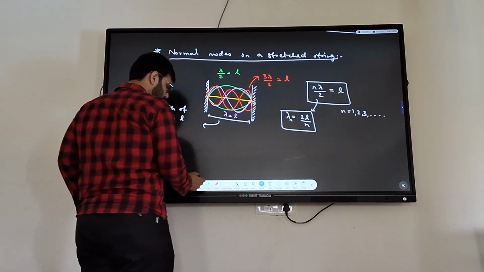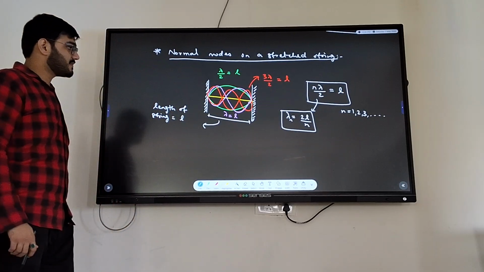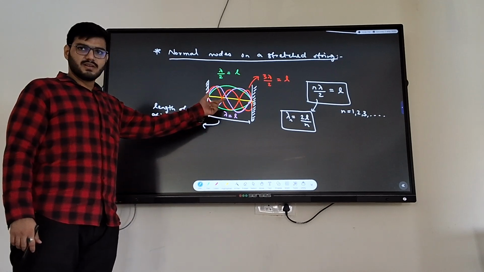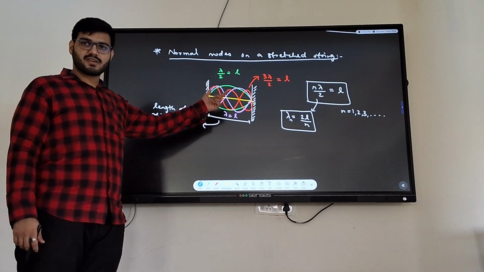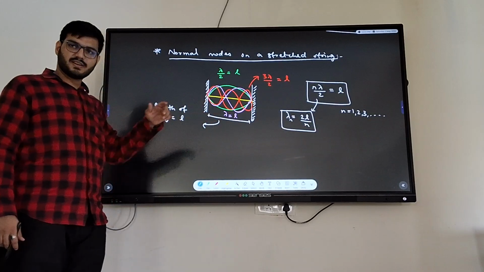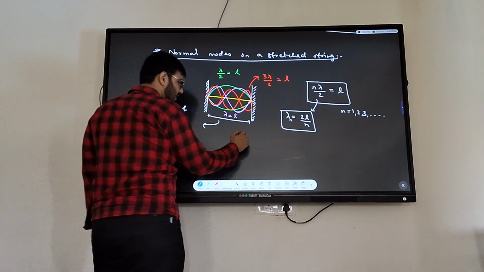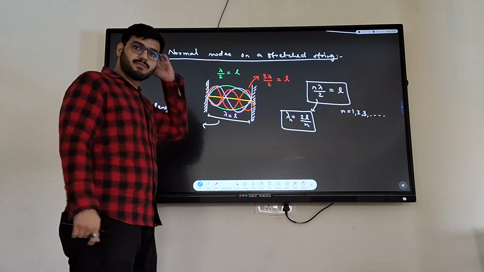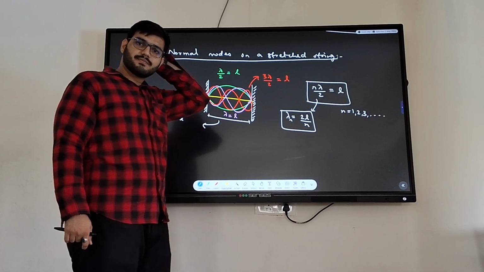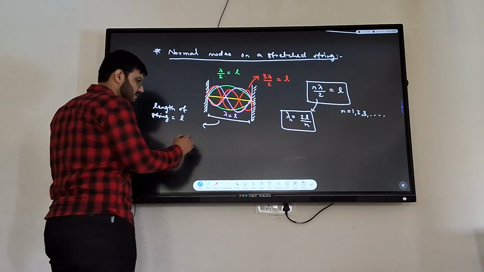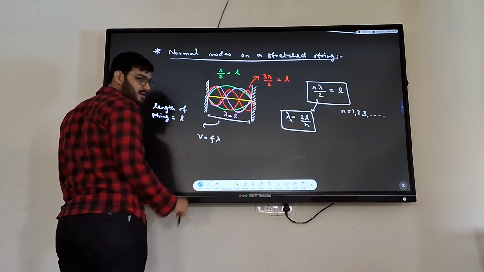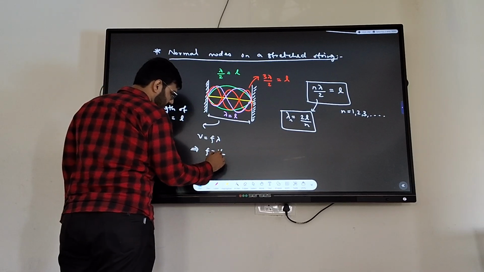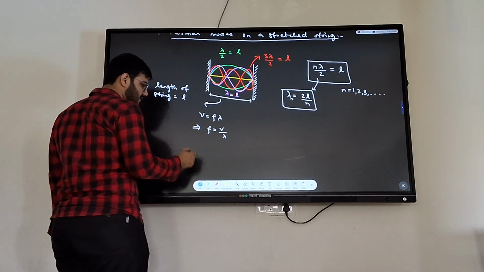Then if this is a condition of wavelength, by the way, all the waves are moving in the same medium. The medium has not changed, that means the velocity will be the same for all of them. So vn is equal to v for all of them. Then what is the relation between v, f and lambda? v is equal to f lambda. Then what is f? That's v by lambda.